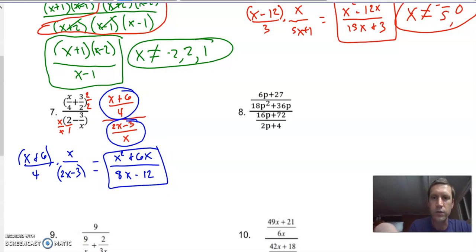And again, we're going to get restrictions from everything other than the top numerator. So restrictions from here, no x, so no restrictions. Restrictions from here, set that equal to 0. We're going to get x cannot equal 3/2. And I'll get restrictions from here. x cannot equal 0.